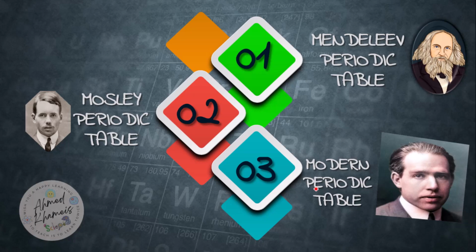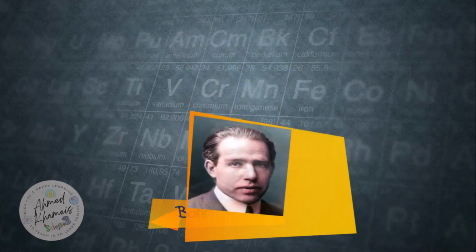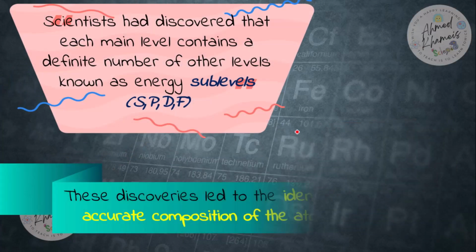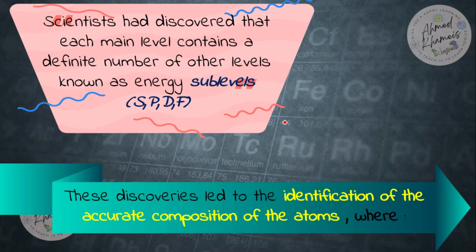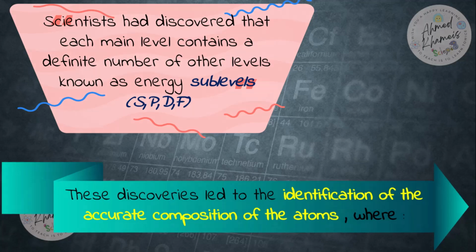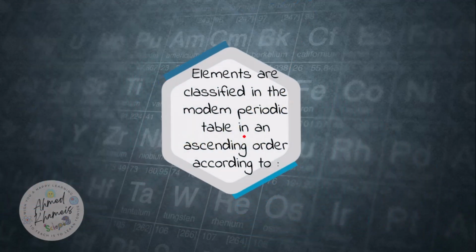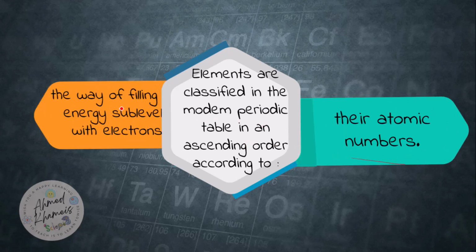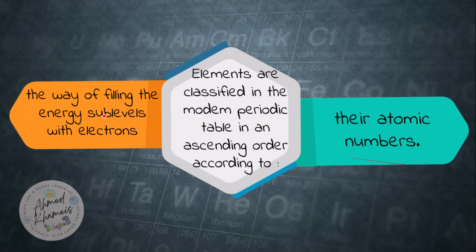Then came the Danish scientist Bohr with the discovery of the main energy levels, and he discovered that each main level contains a definite number of levels known as sub-energy levels, which are S, P, D, F. This discovery led to the identification of the accurate composition of the atom, where the elements are classified in the modern periodic table in ascending order according to their atomic number and the way of filling the energy levels with electrons.